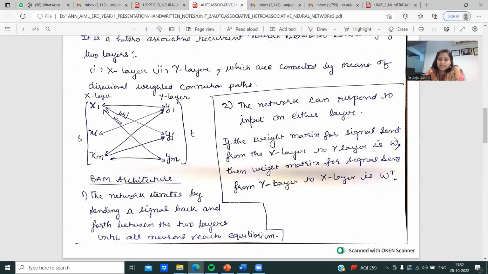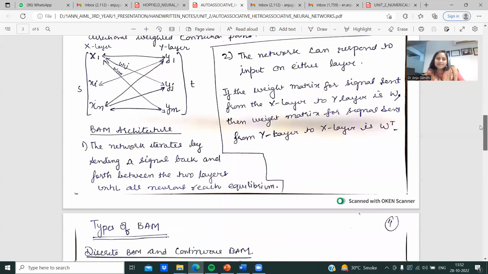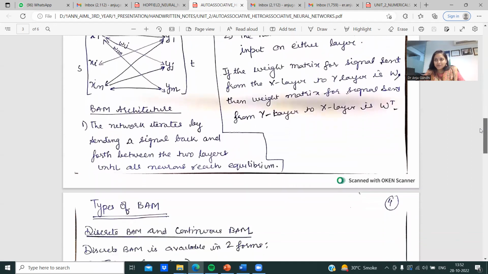If the weight matrix for signals sent from the X layer to the Y layer is W, then the weight matrix for the signal sent from Y to X will simply be the transpose of the weight matrix. Whatever weight is coming from X to Y will be the same from Y to X, because it is recurrent in nature. It has to produce output at the input layer as well, and it gives the feedback, but the weight will be the same, just the transpose of the previous one. And one more thing, directional weighted connections will be there.